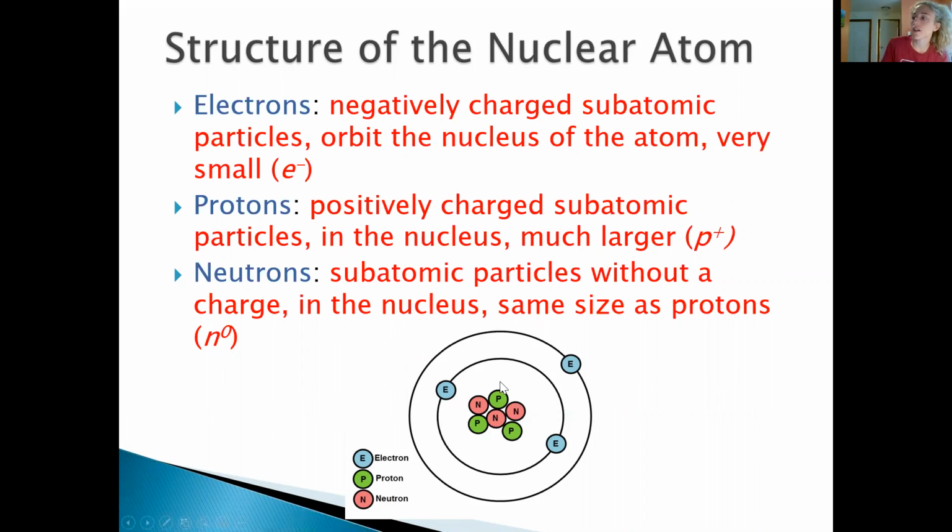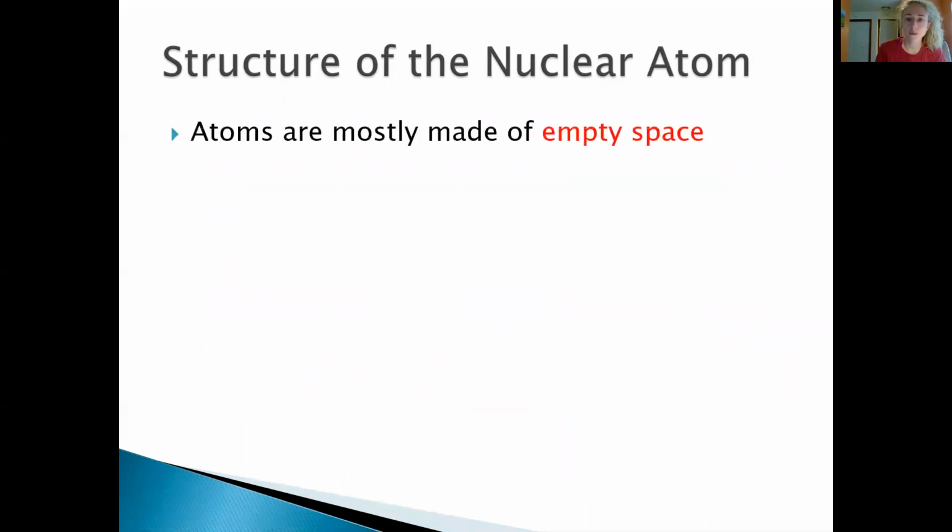The last ones, also located in the nucleus, these red ones here, are neutrons, or neutral neutrons. These are the subatomic particles that do not have a charge. They are the same size as a proton, so we consider them to have 1 atomic mass unit. So let's get a little bit further into this.